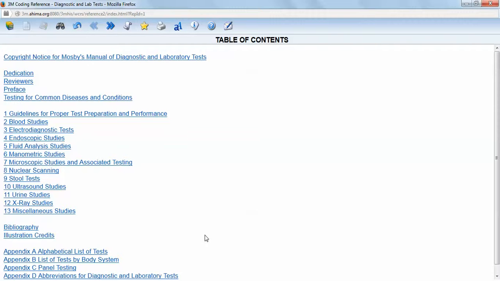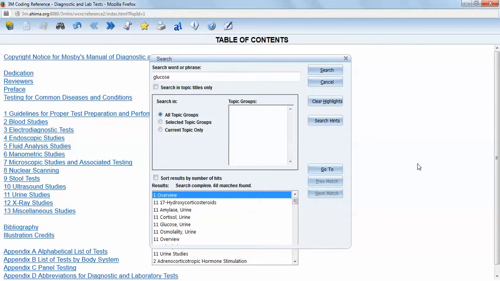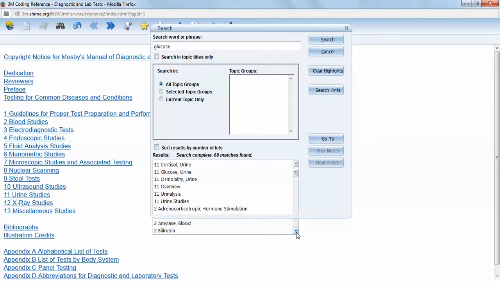So let's go up again, and we have the same icons as we had with Coding Clinic. Let's click on our binoculars. All right, so search word or phrase. Perhaps we want to look at glucose. So let's type glucose in. We'll click search, and we get a great deal of information here. All of this is information. So we've got glucose urine. Well, we don't want to look at a glucose urine. We want to look at a glucose test.